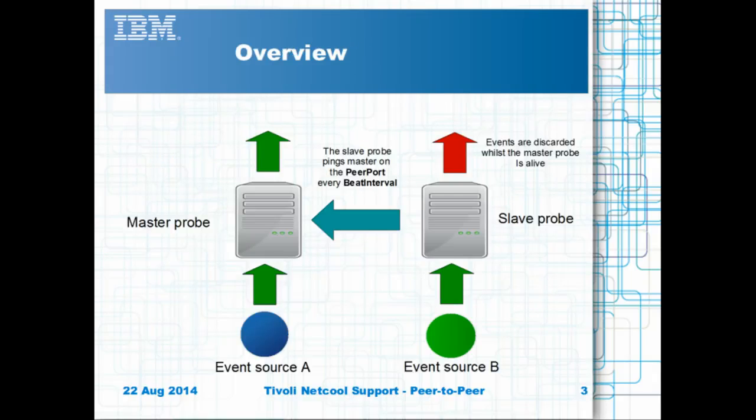In the diagram, two probes are configured for peer-to-peer. Event data is sent from two identical event sources, event source A and event source B. Provided the master probe is reachable, the slave probe will discard its events. The peer port on the master is checked every beat interval. If the master port is not available, the slave probe will forward all of its events in its buffer until the master probe's peer-to-peer port becomes available again.